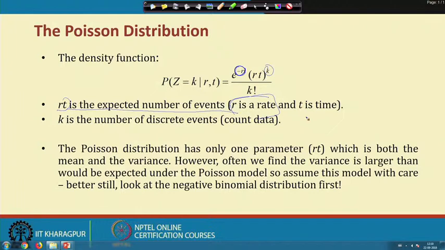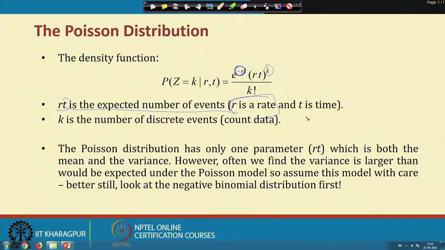Now, that means how the mean operates with a number of counts or discrete events. The Poisson distribution has only one parameter, lambda, which is both the mean and the variance. That means technically it is a special kind of distribution where the mean and variance coincide.